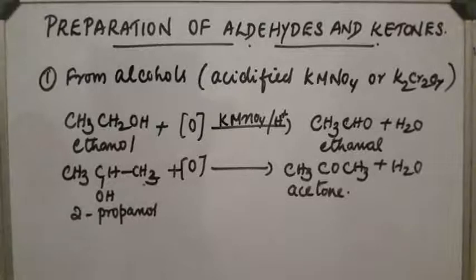Preparation of aldehydes and ketones. Here the yield of aldehydes is very low, because as soon as the ethanal is produced, it will get oxidized and form acid. So what do we have to do? By distillation, as soon as the ethanal is obtained, we have to remove it from the reaction mixture. Then only will we get a good yield of aldehyde.